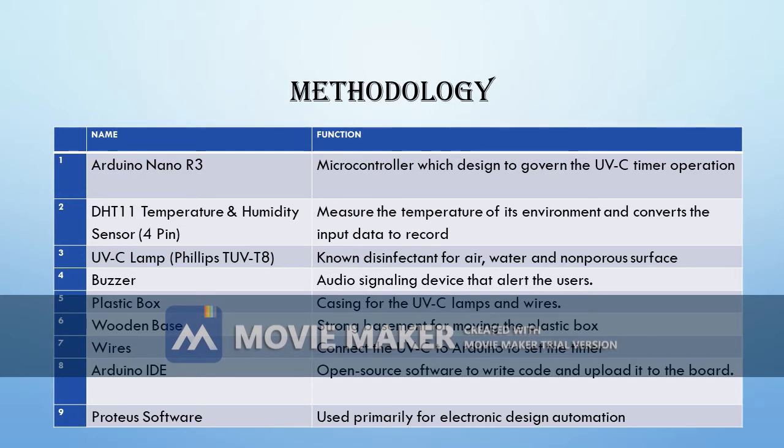Moving on to the UVC lamp. I use the Philips TUV T8, known as a disinfectant for air, water and non-porous surfaces. Besides that, I also use a buzzer as an audio signaling device that alerts the user. I also use a plastic box as a casing for the UVC lamp and wires. I also use a wooden base as a strong basement for moving the plastic box. Finally, I use wires to connect the UVC to the Arduino to set the timer.